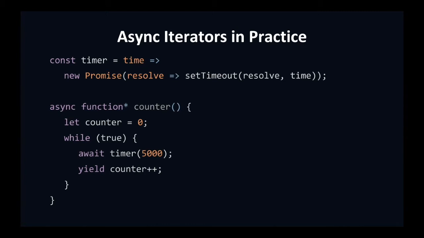Then in our asynchronous generator here, what you see is an infinite loop that will continuously await a 5-second timer, and then every time the timer finishes, it'll yield a new value, and we're just counting up. We're incrementing that counter by 1 each time. So this is a generator that produces an infinite stream of values on a 5-second interval. And now I'm going to show you what it looks like when you consume this asynchronous generator.